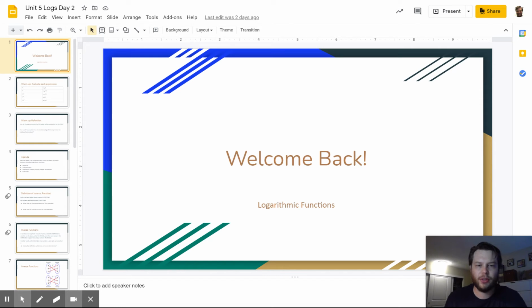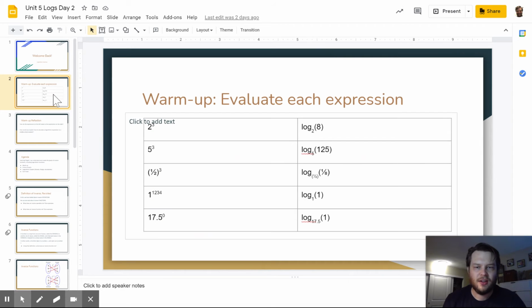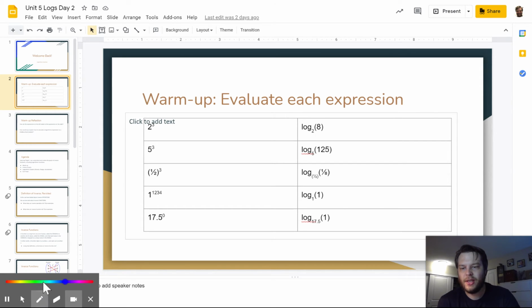So welcome back. We're doing logarithmic functions. I'd like everybody to pause the video here, take about 2 minutes working on evaluating these expressions. So please pause. So now you had a few minutes to think about it, and I'll just go over what the different answers are. And I hope you can see a connection between the left and the right side.